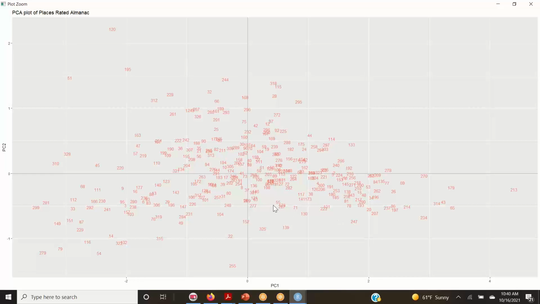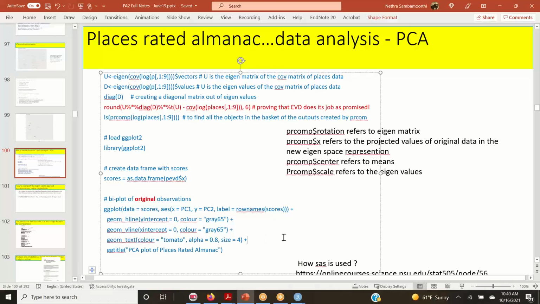I see 3. You see 3. Okay, now find 2. So you understand that I'm only using 2. If I use the third axis, then it will become a 3-dimensional plot. But still there's another part to it. I just plotted only the observations. Now I want to see the variables. Let me go back.